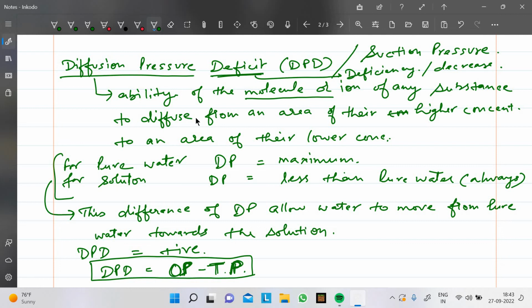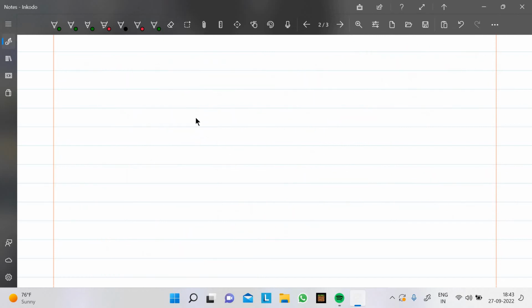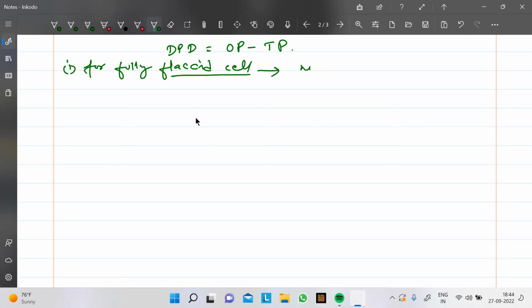And there are three conditions regarding this equation. I told you DPD is equal to OP, osmotic pressure, minus turgor pressure. First situation, for a fully flaccid cell. What is a flaccid cell? Just imagine no water inside the cell, a shrunken cell. You can call it a shrunken cell.